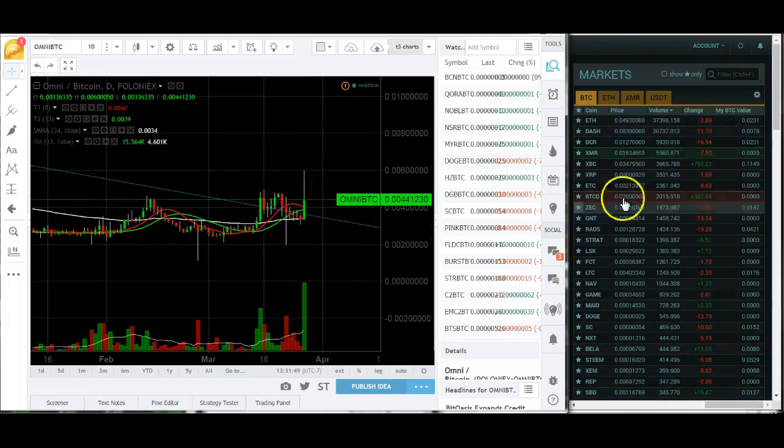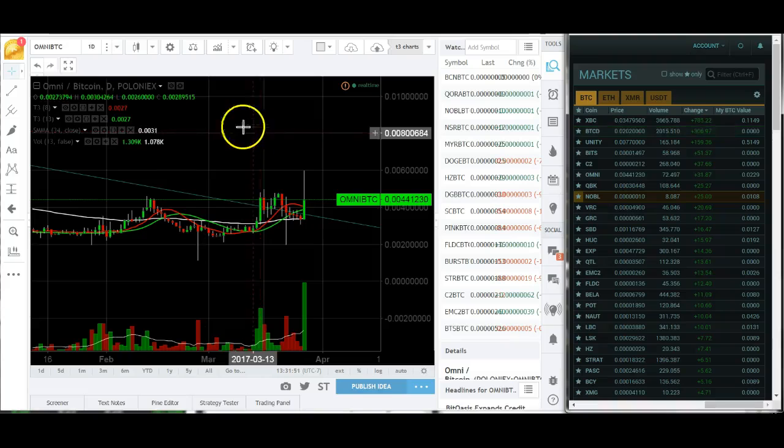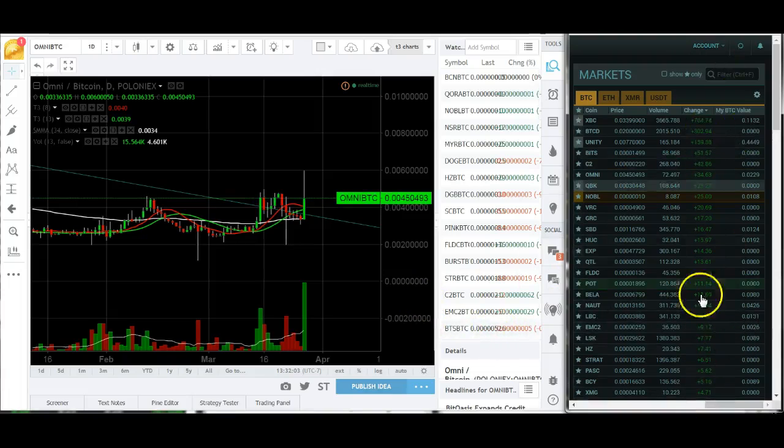So, let's get started. Let's do percent change. Let's take a look at these things. This is my Poloniex, and this is tradingview.com. And I find this easier. I don't like the charts on Poloniex. There's not too much you can do with them.